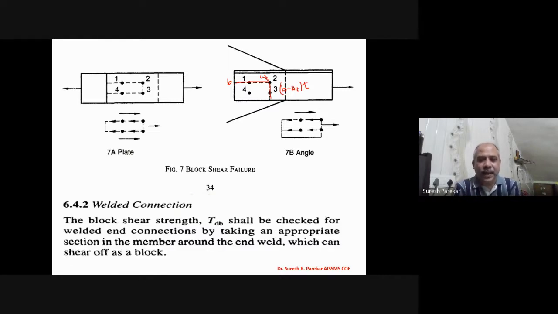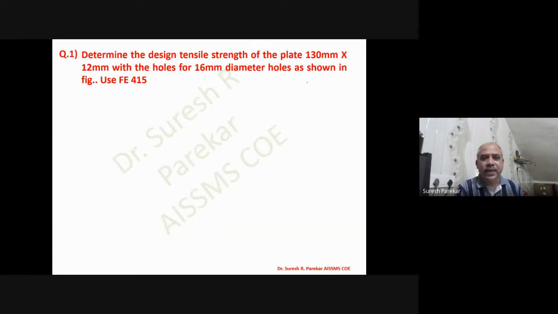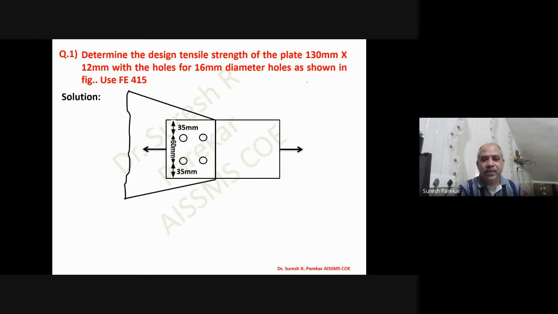We have to consider the appropriate section in the member around the end weld, which can shear off as a block shear. Now for a welded connection, we take the larger block shear strength. So now we will go with the problem. The first problem is with chain bolting, and we have a plate 130 by 12 mm and 16 mm bolts, which are given in the problem. We are interested in determining the strength.